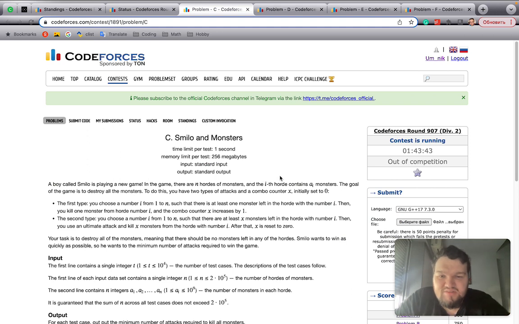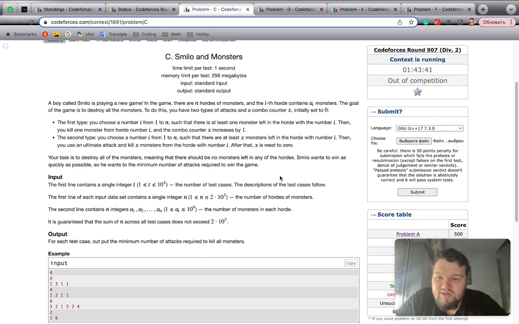Problem C, Smilo and monsters. There are n hordes of monsters. The i-th horde contains a_i monsters. So we are given an array of integers. The goal of the game is to destroy all the monsters. To do this, you have two types of attacks and the combo counter x, initially 0.